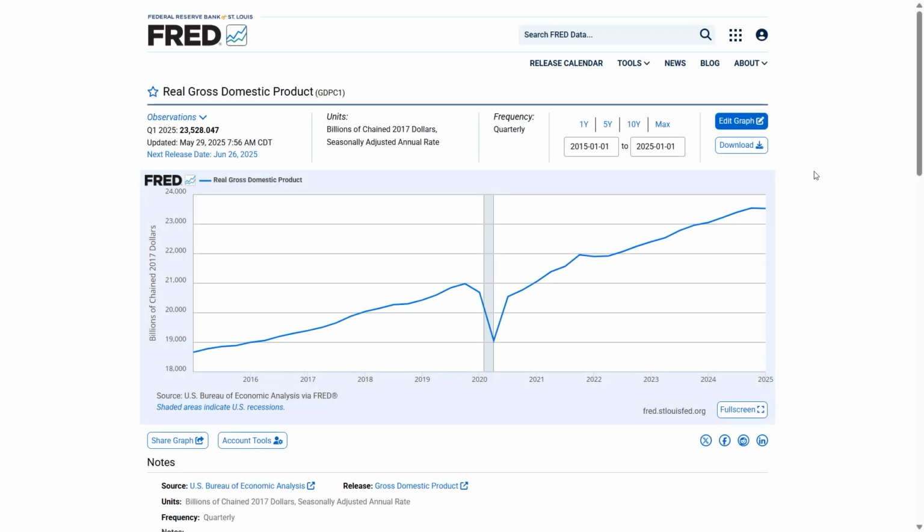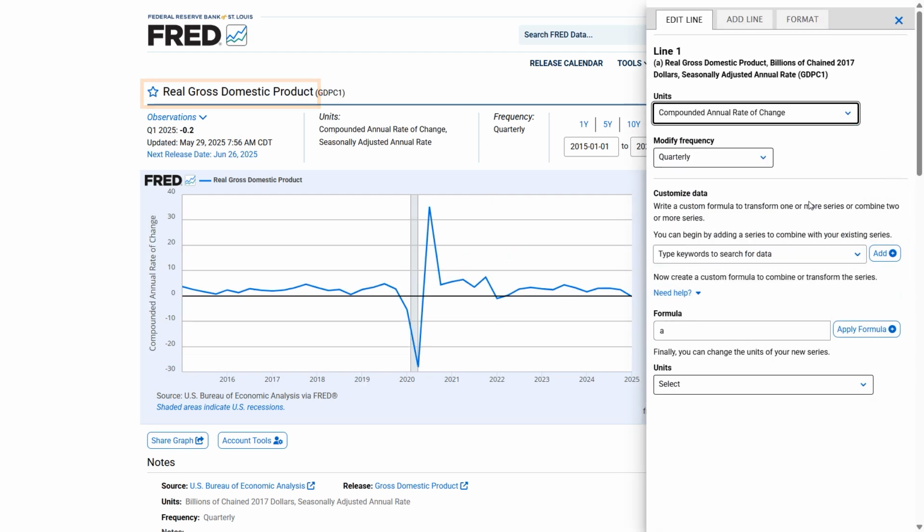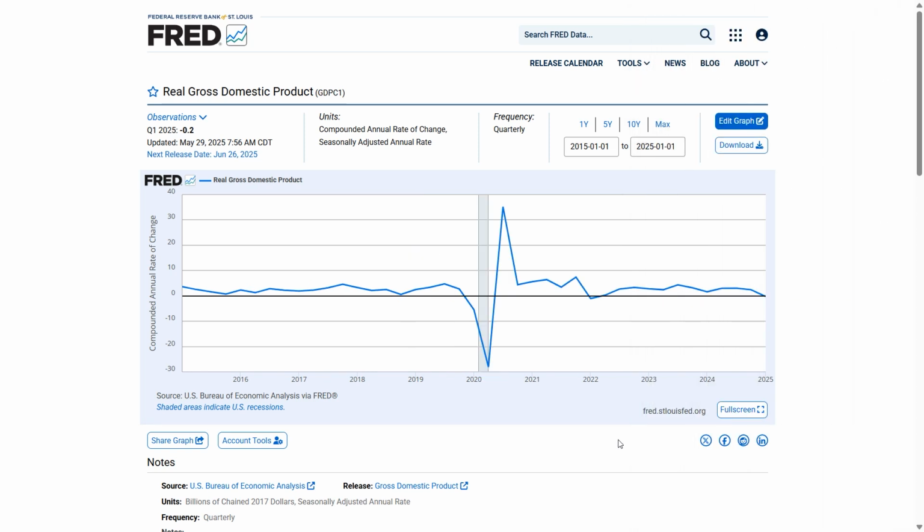The Bureau of Economic Analysis converts gross domestic product, or GDP, to a growth rate using compounded annual rate of change. Here, GDP is defined as a growth rate instead of in billions of dollars.